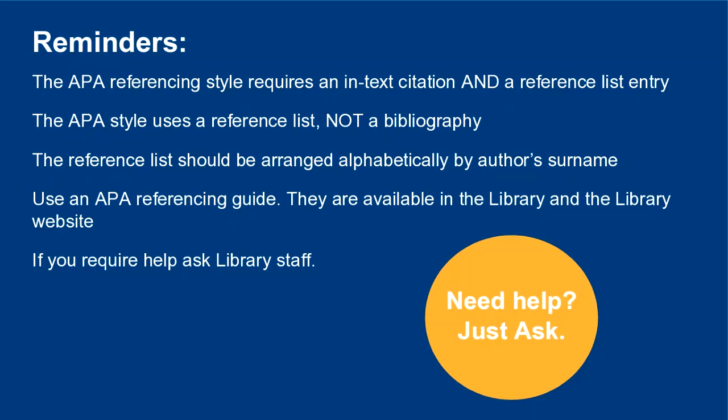And finally, to finish up, here are some reminders concerning the APA referencing style. The APA referencing style requires an in-text citation and a reference list entry. The APA style uses a reference list, not a bibliography. The reference list should be arranged alphabetically by author's surname. Use an APA referencing guide. They are available in the library and on the library website. If you require help, just ask library staff.